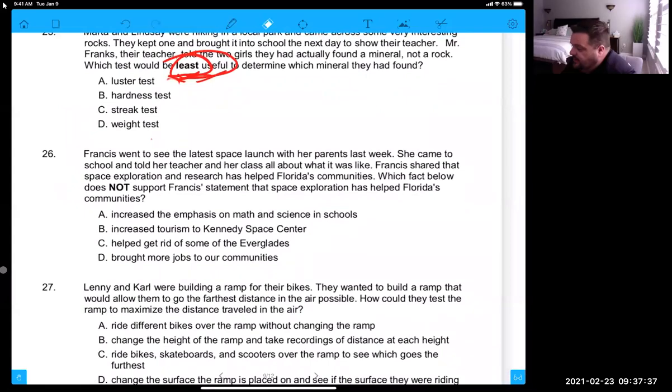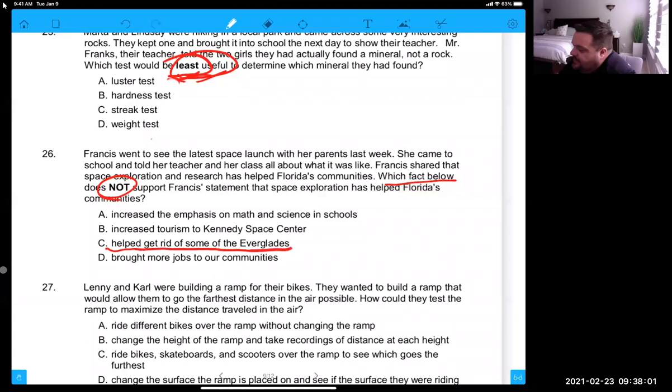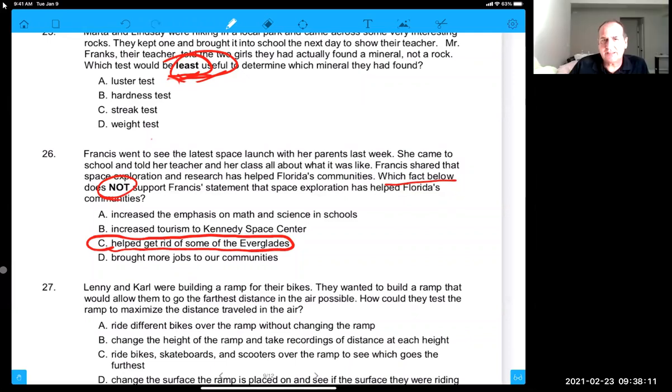Frances went to see the latest space launch with her parents last week. She came to school and told her teacher and her class all about what it was like. Frances shared that space exploration and research had helped Florida communities. Which fact below does not support Frances's statement that space exploration has helped Florida? Oh, I get that one. Help get rid of some of the Everglades? Yeah, getting rid of the Everglades has nothing to do with it. And is getting rid of the Everglades good? Is that helping the community? Yeah, that has nothing to do with space.